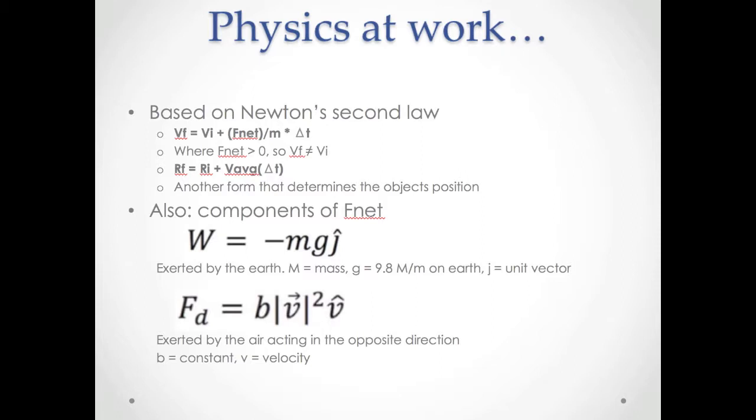Two forms of Newton's second law predict the final velocity and final position, given the initial conditions of net force, mass of system, and change in time. Note that since F net does not equal 0, the final velocity will be changing. Iteration with a small delta t is preferable to ensure accurate results.